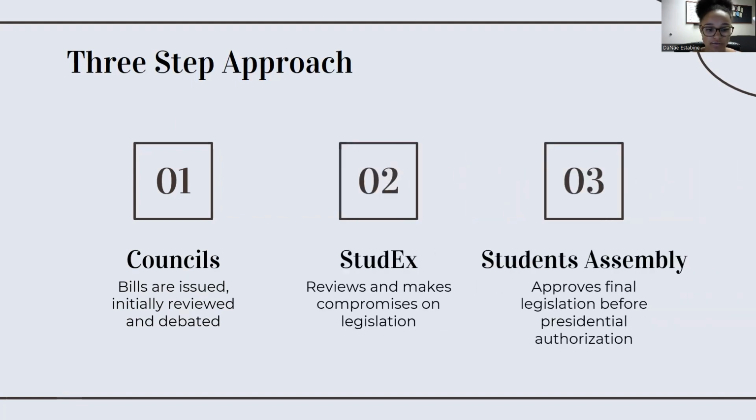So as you just saw there, it is a three-step approach. You have the councils, the StudX, and Students' Assembly. And so it'll go to the councils, which again are the Finance Council, Student Rights Council, and the Social Justice Council. Then it'll go to StudX, and then Students' Assembly.